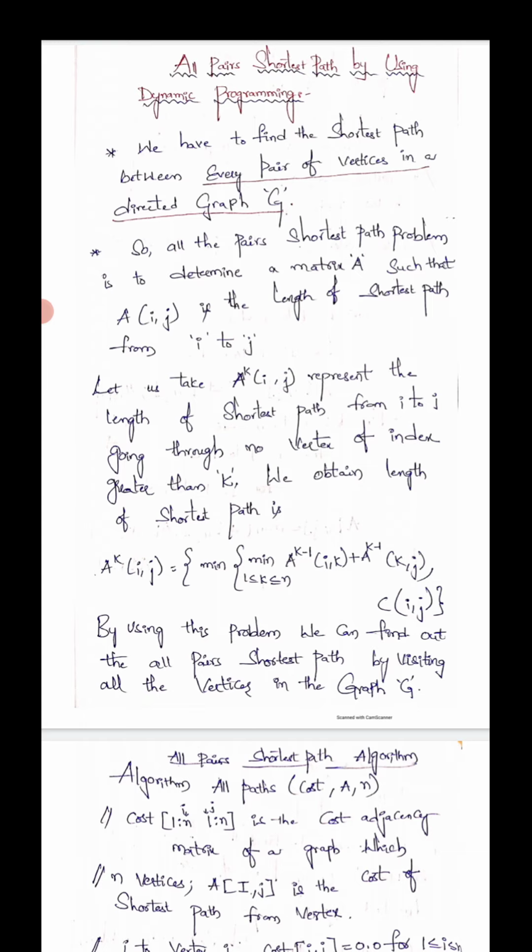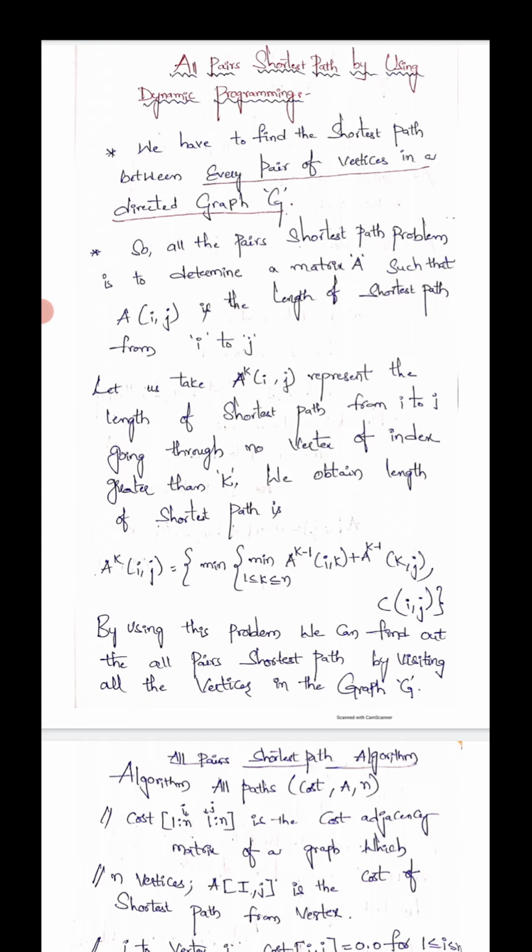Let us see here, we have to find the shortest path between every pair of vertices in a directed graph G. It is a directed graph. A graph consists of vertices and edges. For every pair of vertices we need to find the shortest path.